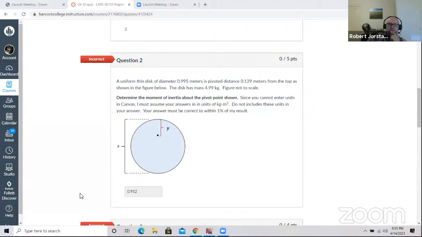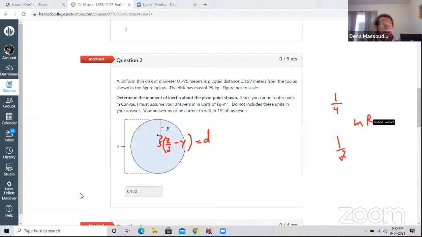But what did you do on this one? Okay, I did the parallel axis theorem, but I think I made a mistake by using the wrong inertia for the disk. I used the 1/4 mr squared. I'm pretty sure it's supposed to be 1/2. Yeah, I kind of figured. And the distance you would use is d equals z over 2 minus y. Yep. So then we know it's either 1/4 or 1/2 mr squared.